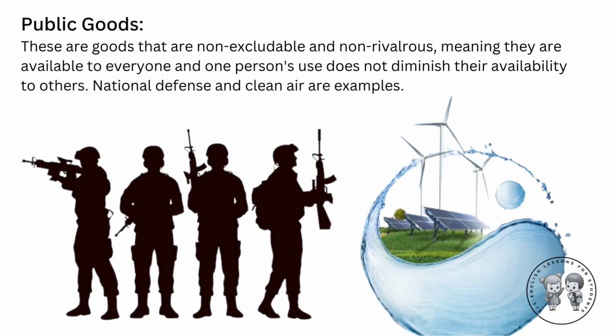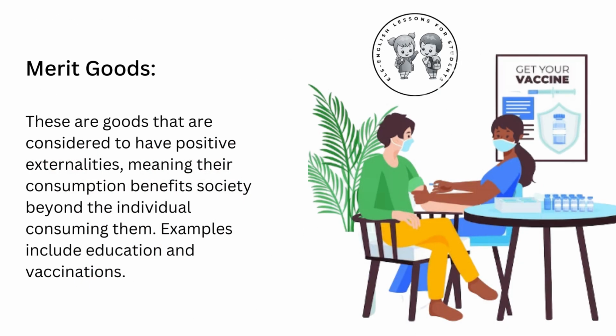Public goods. These are goods that are non-excludable and non-rivalrous, meaning they are available to everyone and one person's use does not diminish their availability to others. National defense and clean air are examples. Merit goods. These are goods that are considered to have positive externalities, meaning their consumption benefits society beyond the individual consuming them. Examples include education and vaccinations.